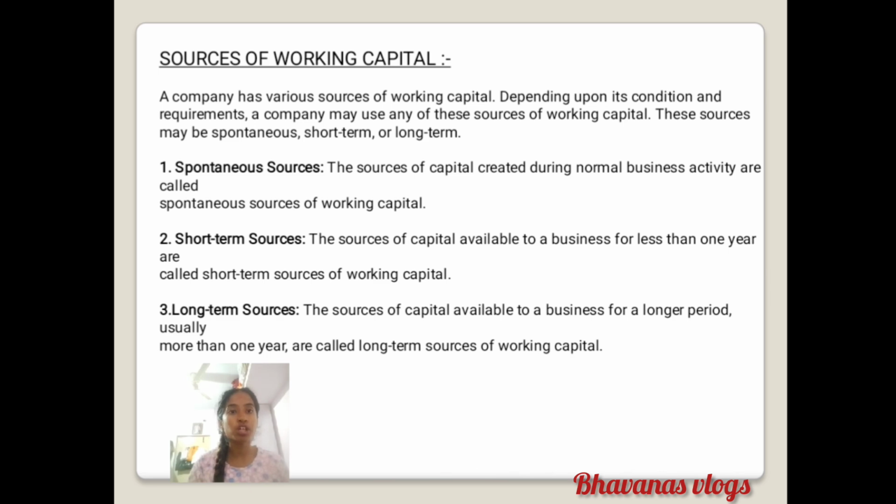The second one is short-term sources. Short-term sources means less than 1 year. Long term means more than 1 year, which is called long term working capital. I hope you understood the meaning of these three types of working capital sources, and I will explain more about short term sources and long term sources in this video.